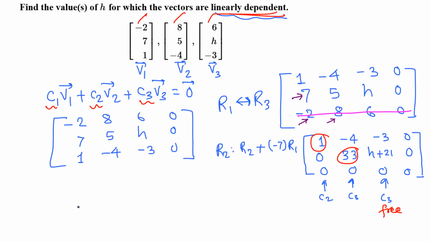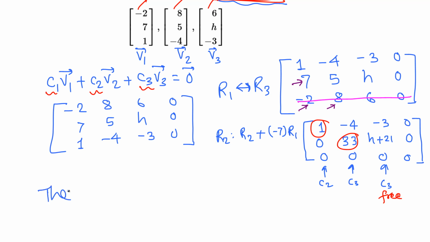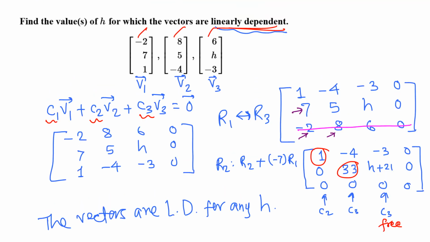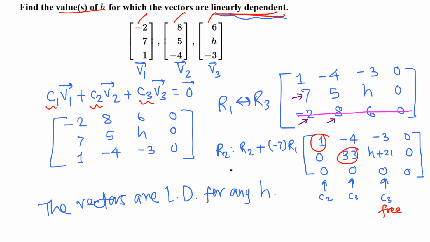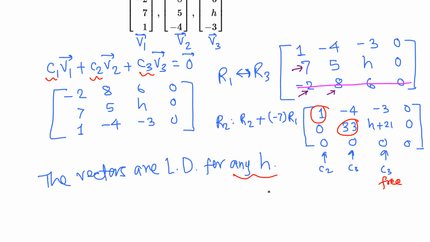So we can conclude the given vectors are linearly dependent for any real h, for any value of h. So the answer is all real numbers. They are asking for the values of h, that means all real numbers.